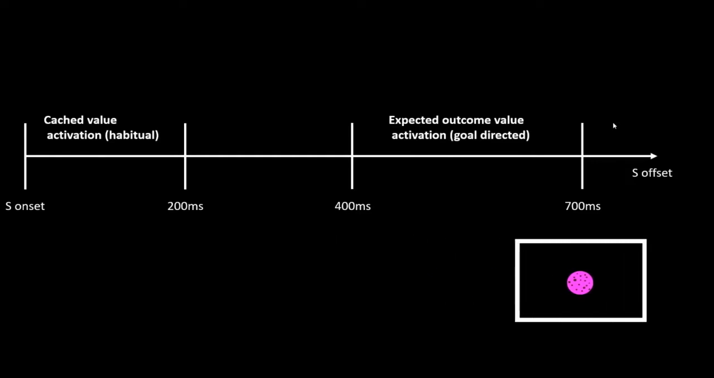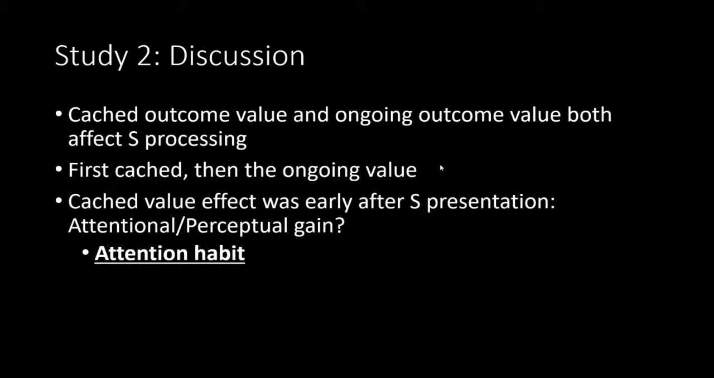So what we have here is first this inflexible cached value activation during the first part of the presentation, and after that some activation that behaves like a goal-directed process, affected by the devaluation of the outcome. So that's it. We have these two different value effects. The first is inflexible, and the second is goal-directed.